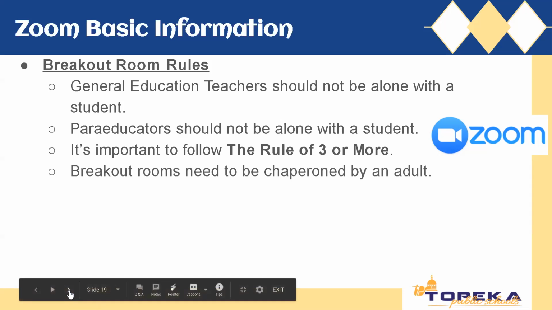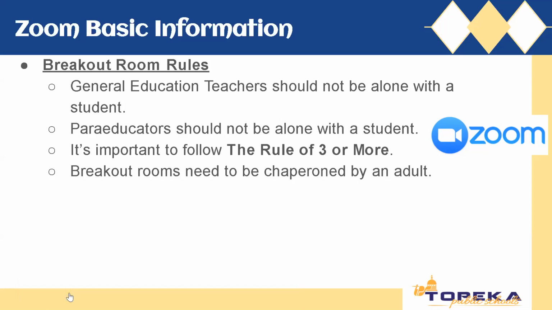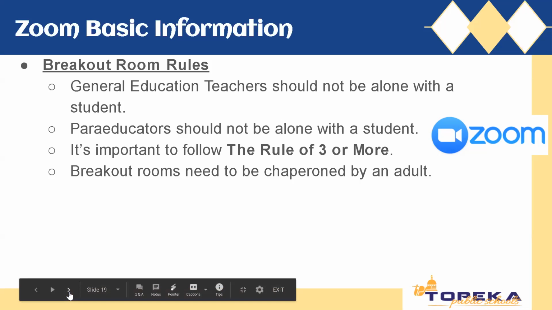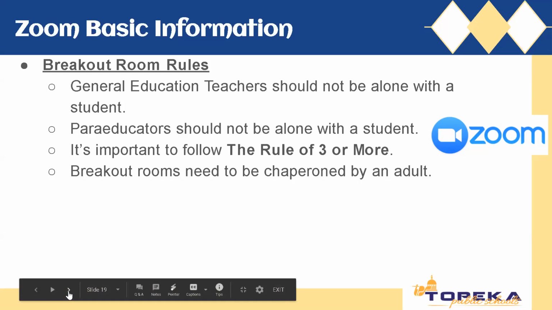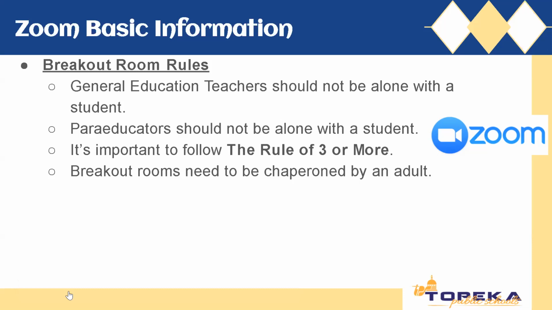This is an important concept as well. Breakout rooms need to be chaperoned by an adult. So if you're going to be using a breakout room, there needs to be more than 1 adult in your Zoom session. This is something that you would plan for. Maybe a para is with you every single day when you teach math, or only on Tuesdays do you have that extra help during math. Well, on Tuesdays, plan your breakout rooms. If it's just you and 1 para, you're only going to do 2 breakout rooms, okay? Breakout rooms need to be chaperoned by an adult. And remember, every breakout room, you need to be following that rule of 3.